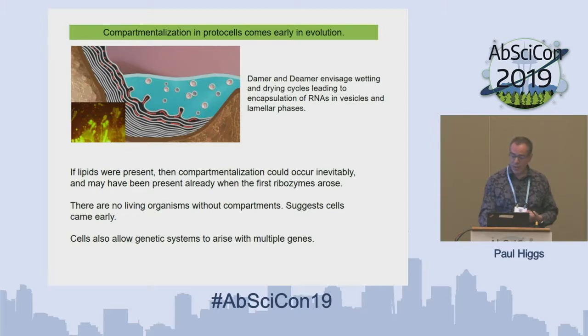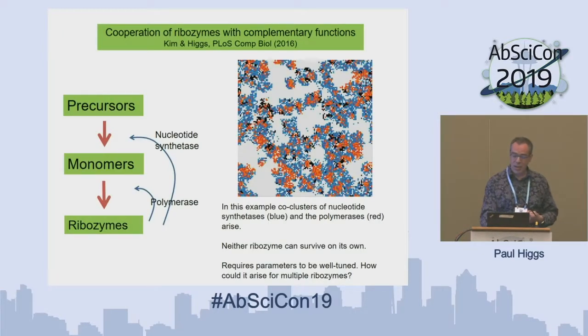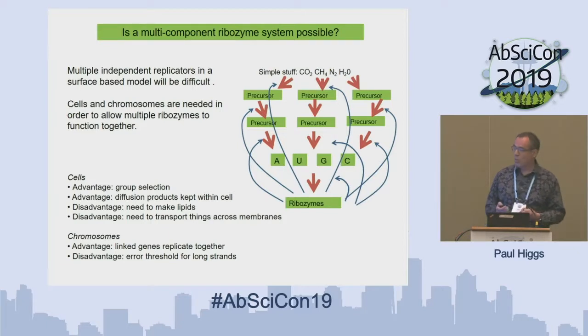The other thing I just want to say half a minute about is what we really need is something like this. We need multiple genes. So we don't just want one kind of replicator that replicates itself. We want that replicator then to be able to replicate other genes with different functions. So cells also have an advantage in that if you have molecules with different functions inside a cell, then group selection enables the survival of unlinked molecules with different functions. I'll finish there.